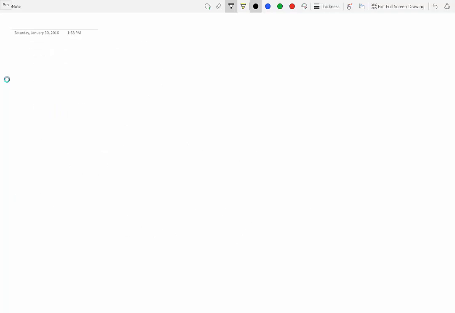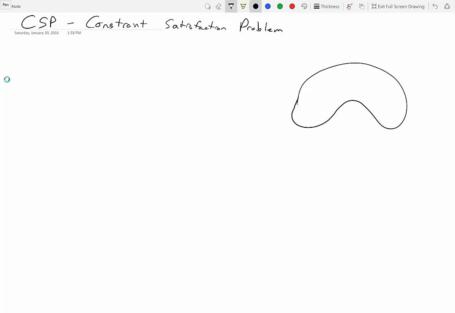Okay, so now let's do an introduction to constraint satisfaction problems, which are CSPs. CSP stands for constraint satisfaction problem. Okay, so let's consider the example that you saw in class. So let's draw Australia. I know that's not what Australia looks like, but it's close with the island Tasmania. And it has different states or provinces. So I'm going to cut up Australia.